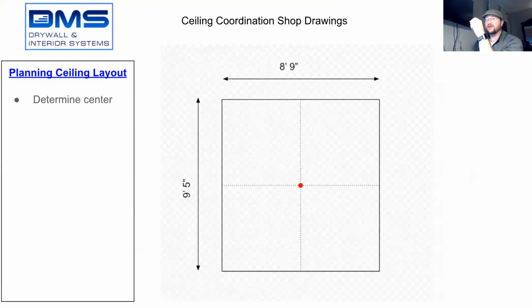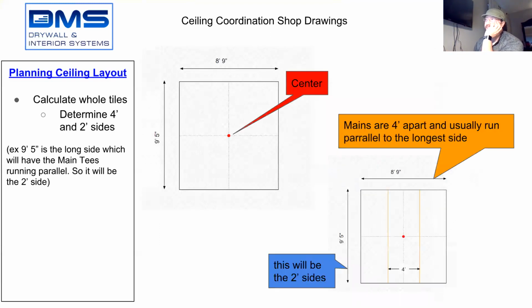Ceilings are typically determined from center working outwards towards the edge. So you always start with the center point and do your dimensions and everything for ceilings working out towards the border. So in this example, you can see in the upper left, it says there's the center.